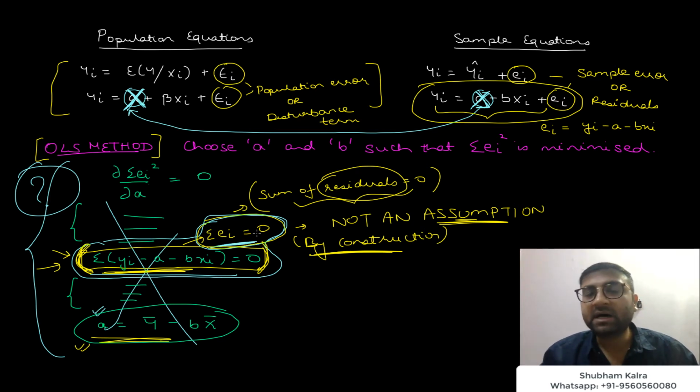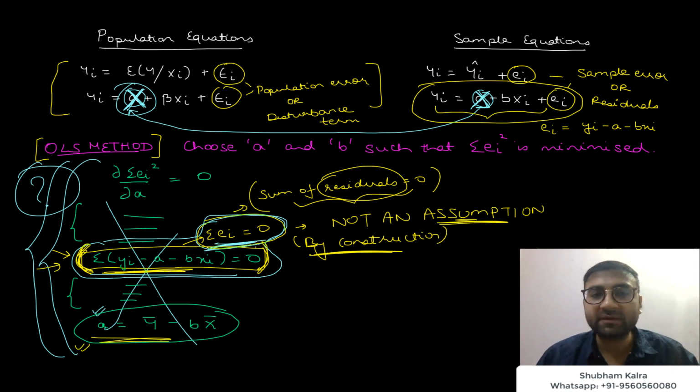Okay, so if someone asks you whether summation of ei equal to 0 is always going to happen, your answer should be no. Summation of ei equal to 0 is only going to happen when you have an intercept term in the model. If you do not have an intercept term in the model, then this entire exercise is not going to happen, and you're not going to get summation of ei equal to 0. So be careful with this: summation of ei equal to 0 is not an assumption, it is something that happens by construction, and this only happens when you have an intercept term in the model.